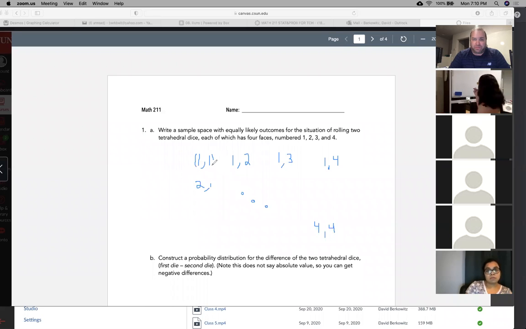Technically, you should have put them in parentheses, but I really wasn't focusing too much on that, so I didn't take off anything if you didn't.